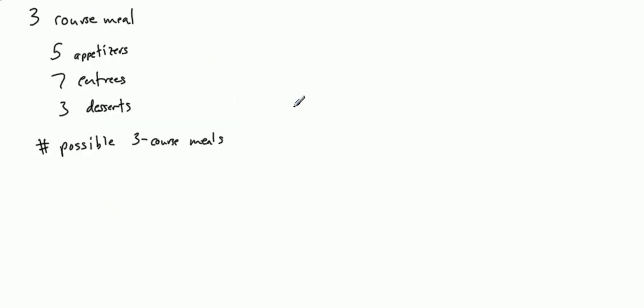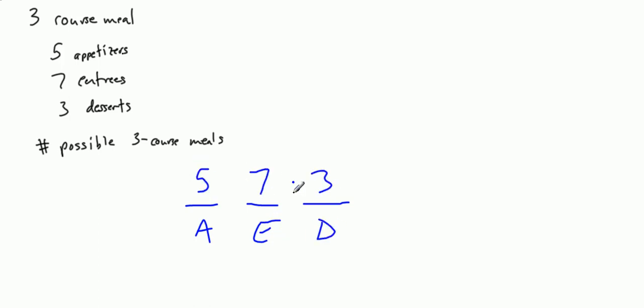Here's another example. You have a restaurant with a 3-course meal. You have 5 appetizers, 7 entrees, 3 desserts. What is the possible number of 3-course meals? Here you have 3 decisions to make: appetizer, entree, and dessert. And you would have 5 choices, and then 7, and then times 3, and multiply that out. 5 times 7 is 35, times 3. That's 105 possible 3-course meals you could order.